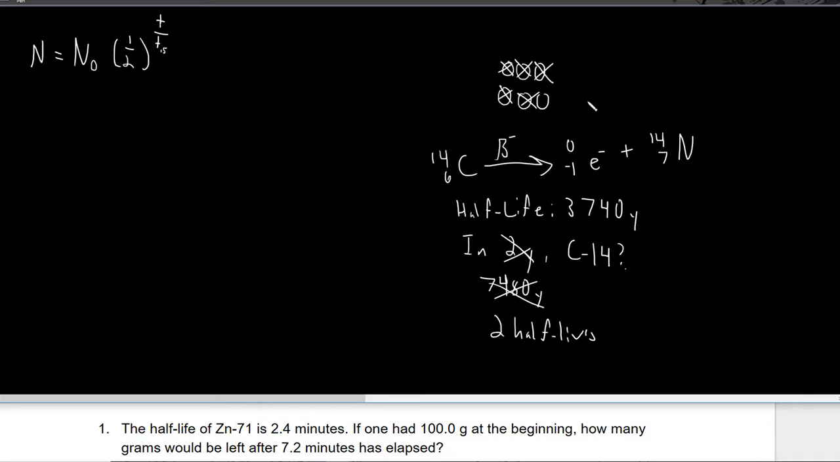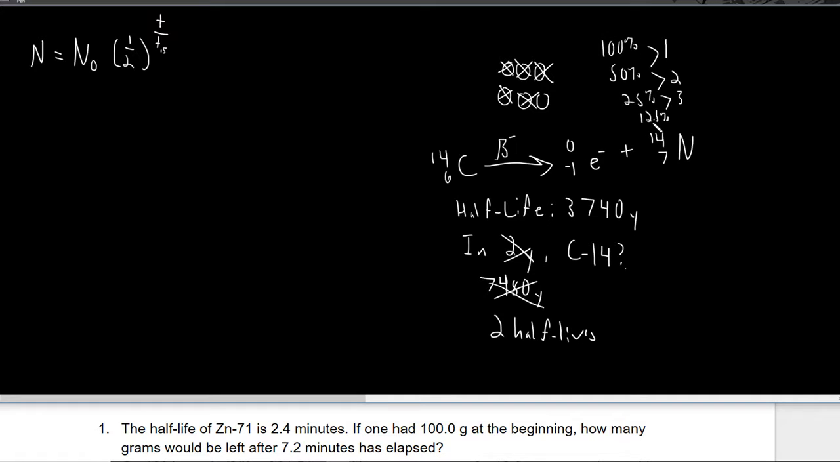Or if I had, big thing though is you start with 100%. After one half-life, you're down to 50%. After a second half-life, we'd be down to half of the 50, which is 25%. After a third half-life, we'd be down to 12.5. The big thing is, though, that after each half-life, we've cut the number of atoms we're looking at in half.